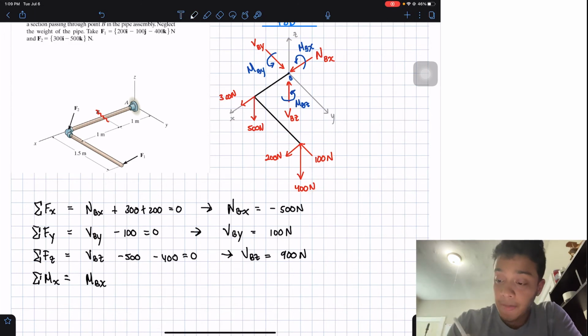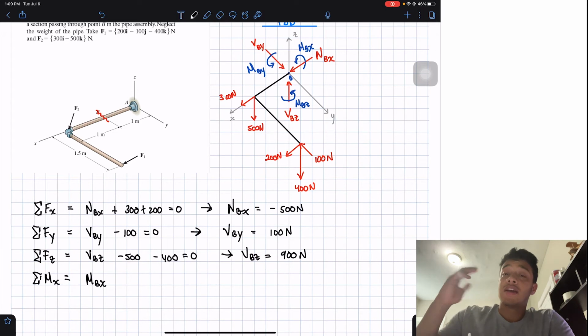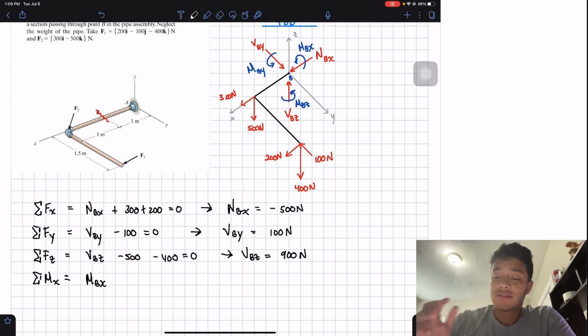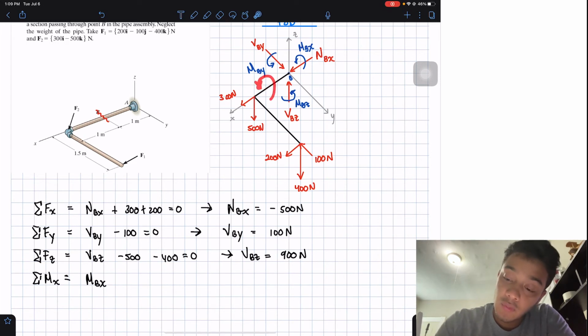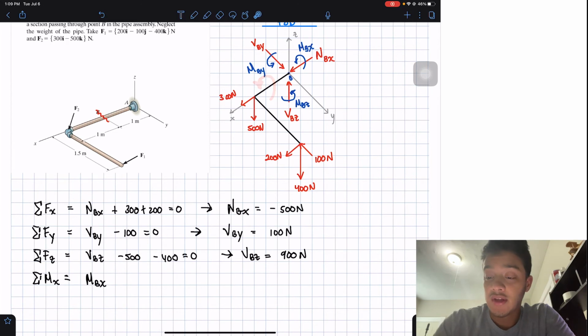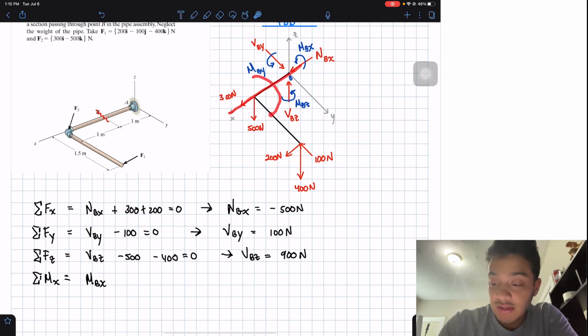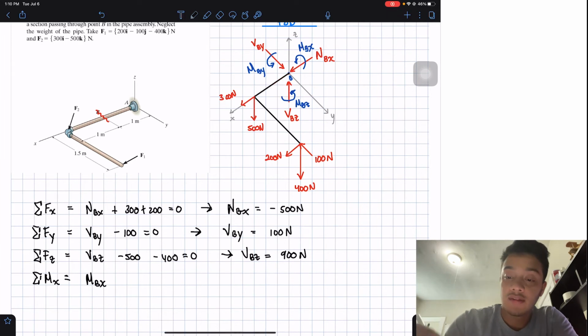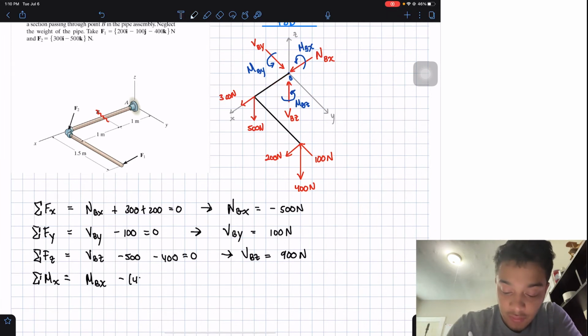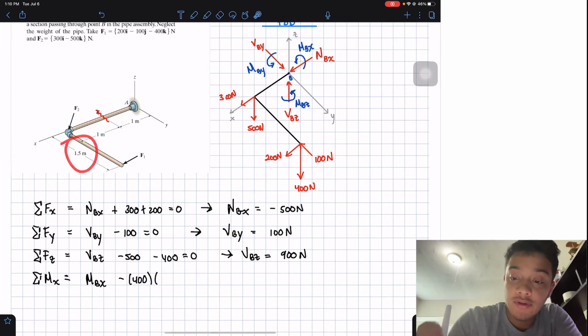Okay, so now, is this negative or positive? So we apply the right-hand rule. If I place my thumb like this, we will want to rotate like this for a positive. This force, this 400, if I'm holding like this in this axis, will want to rotate me like that. Therefore, it's negative. So we get negative 400 multiplied by the distance. The distance is given in the main figure, 1.5.